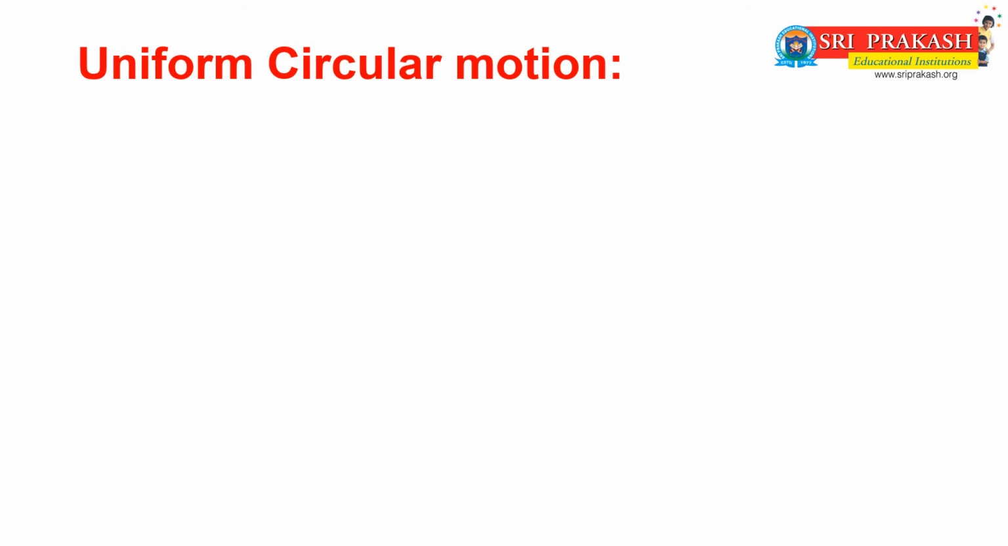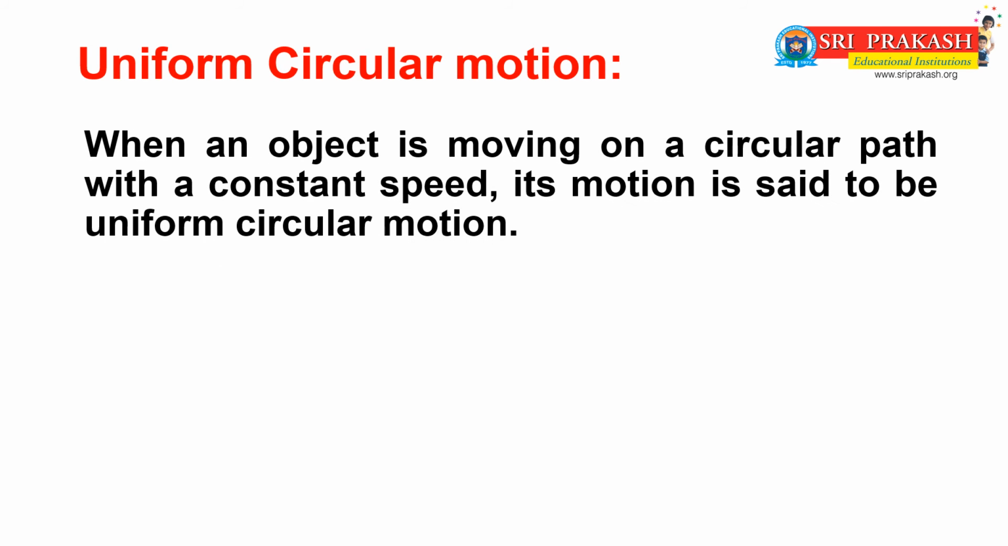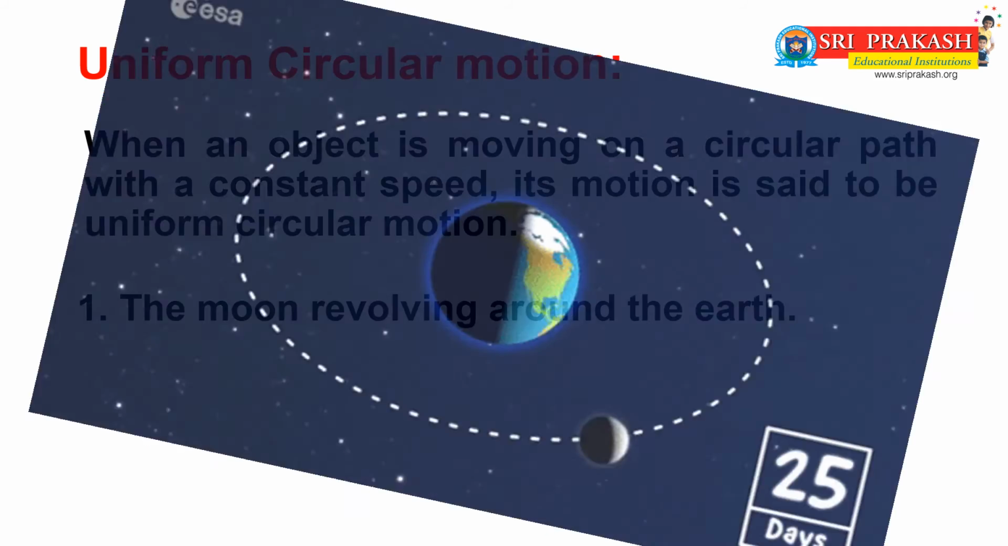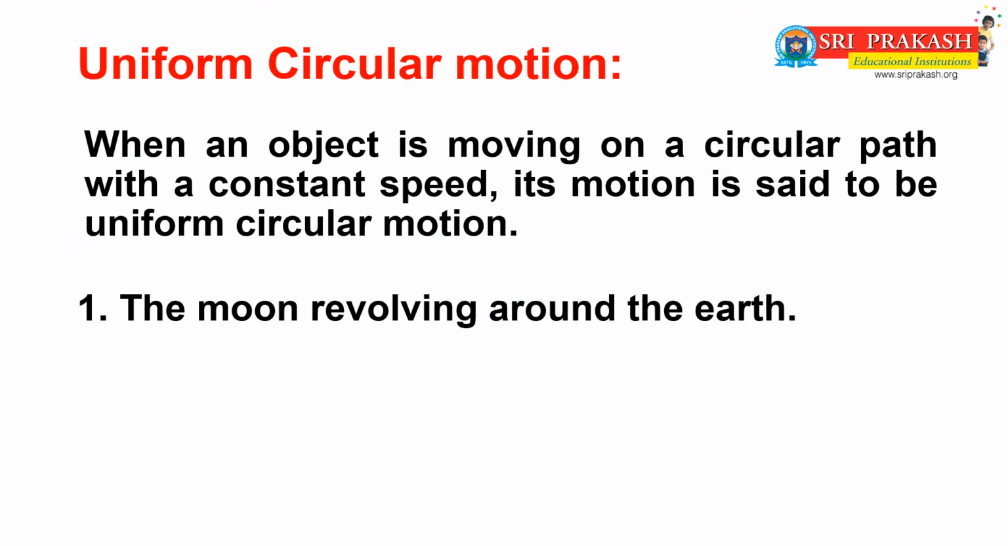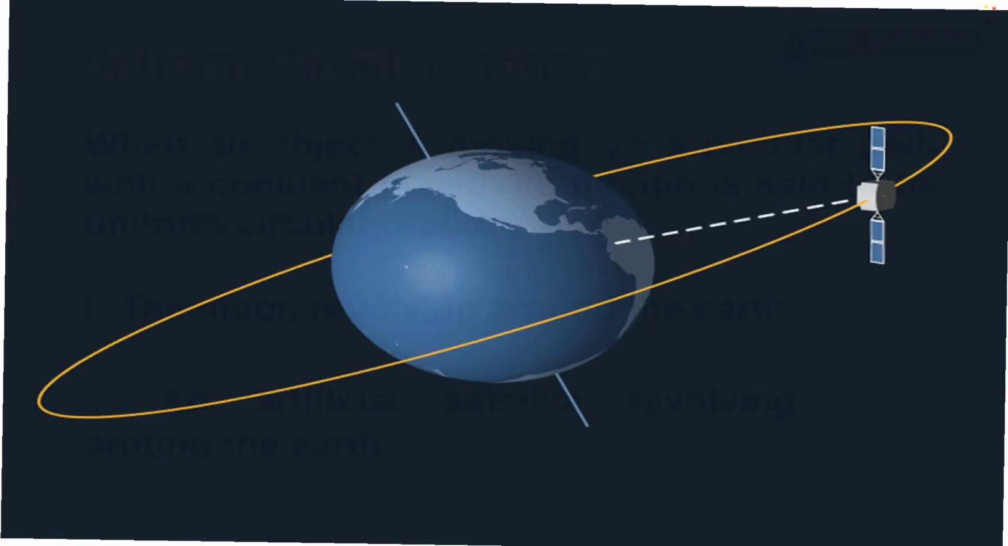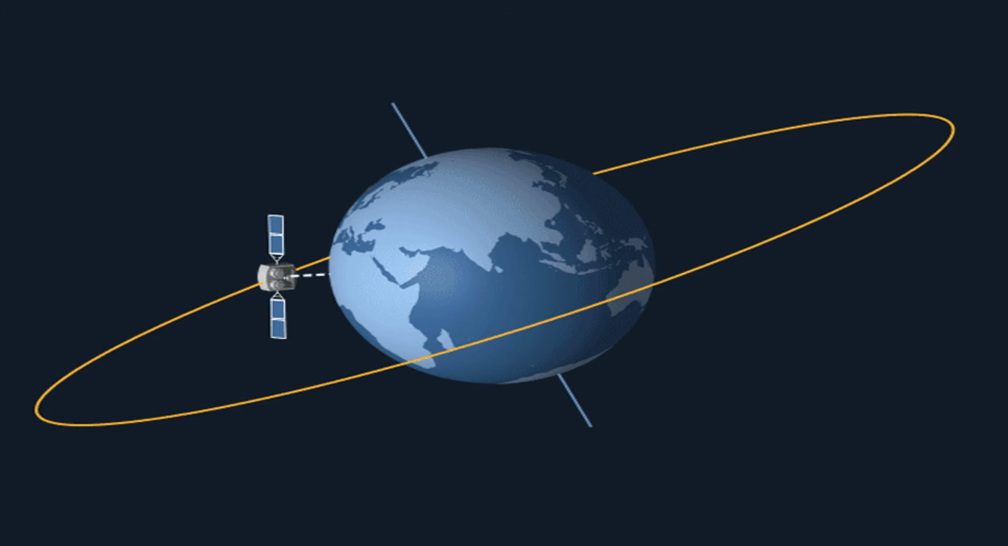Uniform circular motion. When an object is moving on a circular path with a constant speed, its motion is said to be uniform circular motion. Example, the moon revolving around the earth. Another example, an artificial satellite revolving around the earth.